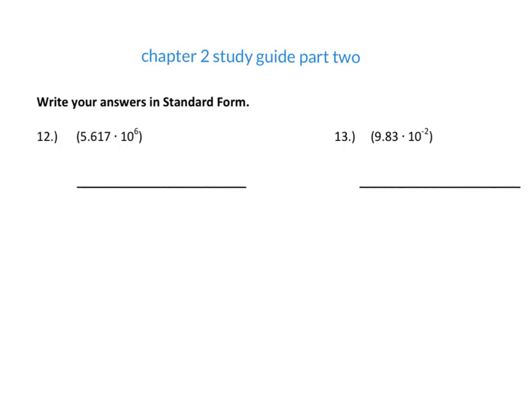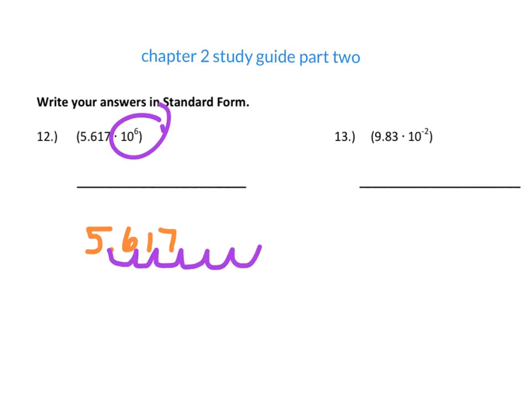Here's part 2 of your Chapter 2 study guide. For number 12 and 13, you are writing your answer in standard notation. So I write down the coefficient, and I put my pencil on the decimal, and the exponent tells me to make the 6 positions, or 6 powers of 10, greater. 1, 2, 3, 4, 5, 6.